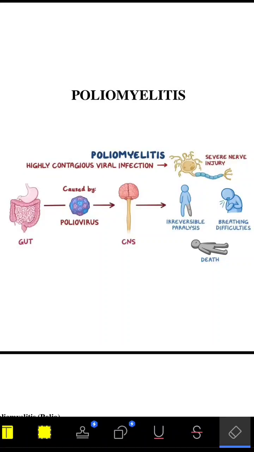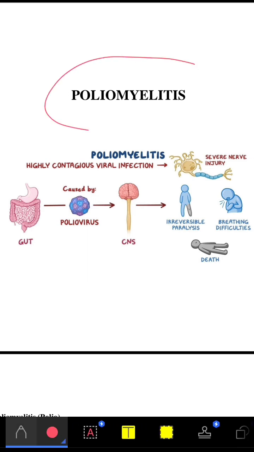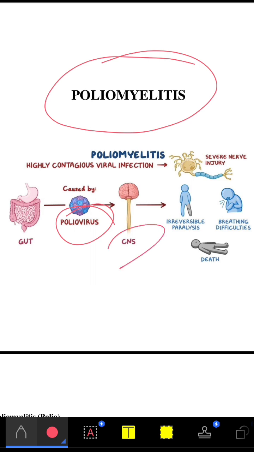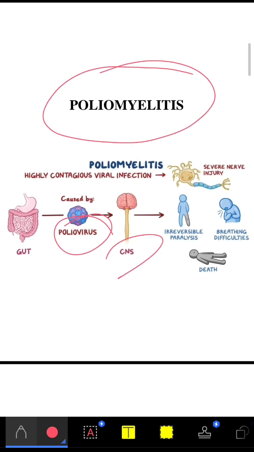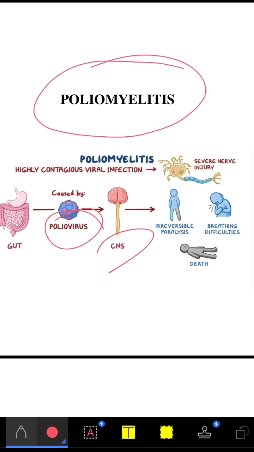Hi, today we'll discuss poliomyelitis. First of all, we have to know what we mean by poliomyelitis. Poliomyelitis is a highly contagious viral infectious disease which is caused by poliovirus. Okay, and primarily it affects the central nervous system, and it will lead to paralysis. Okay, it will lead to irreversible paralysis.